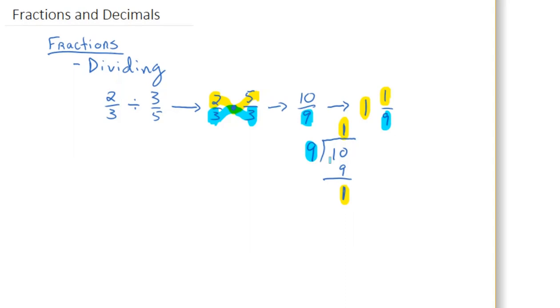So that's the algorithm, but I think of it in terms of how many wholes can I make out of 10 if 9 of them make a whole. Well, 1 of them. I'm going to have 1 left over.